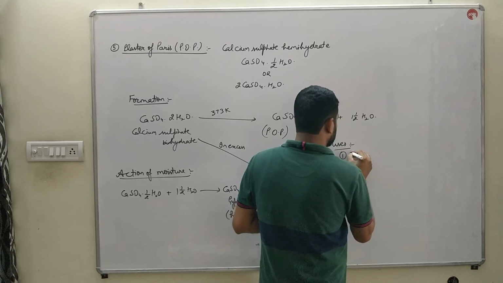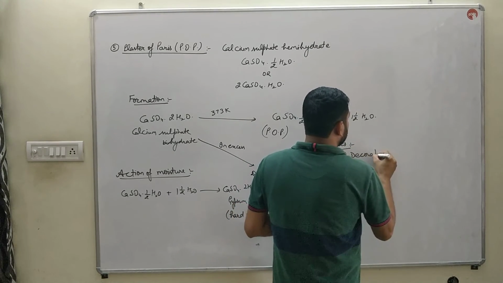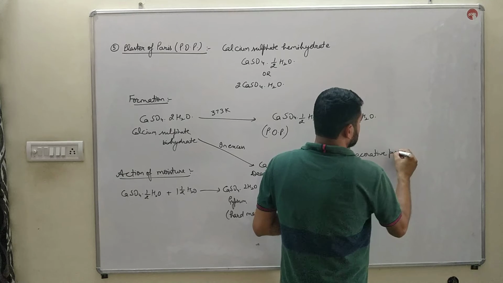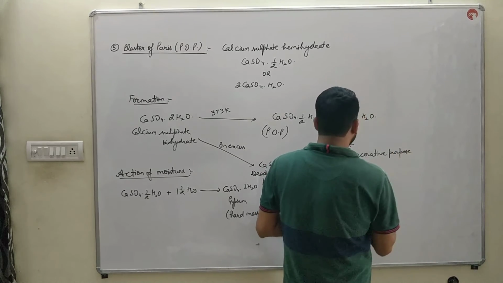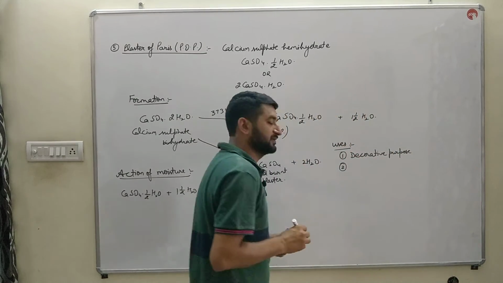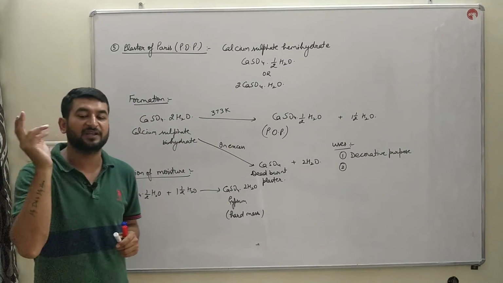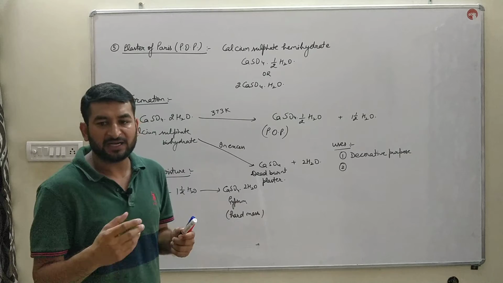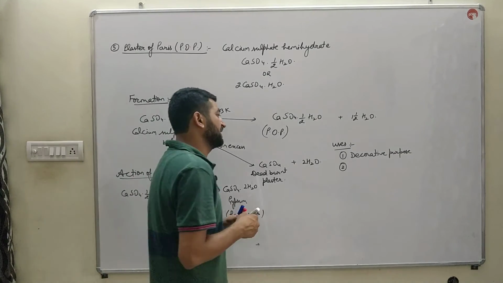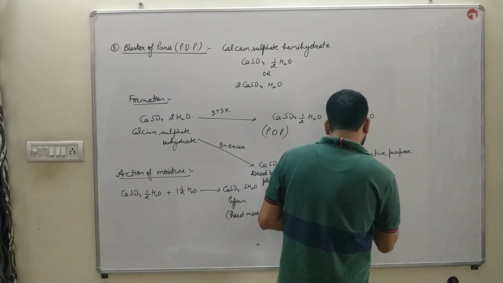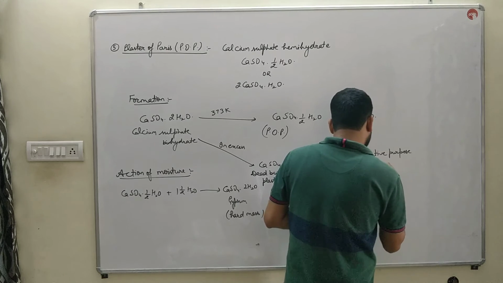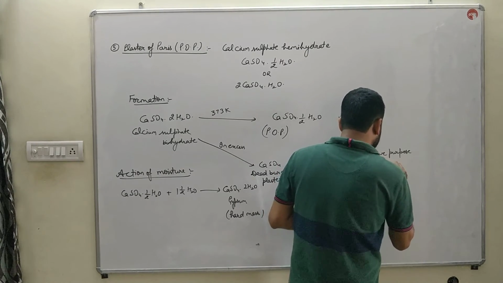Next, uses. It is used for the decorative purposes of various ceilings and various walls. As you all are aware, children, the ceilings of the rooms are decorated with the help of POP. Next, it is used to make toys and other ornamental things.